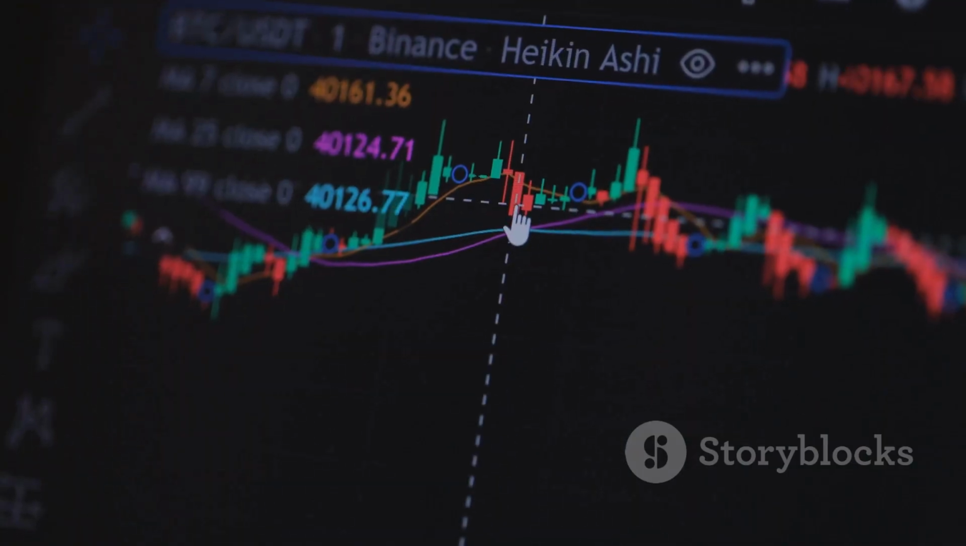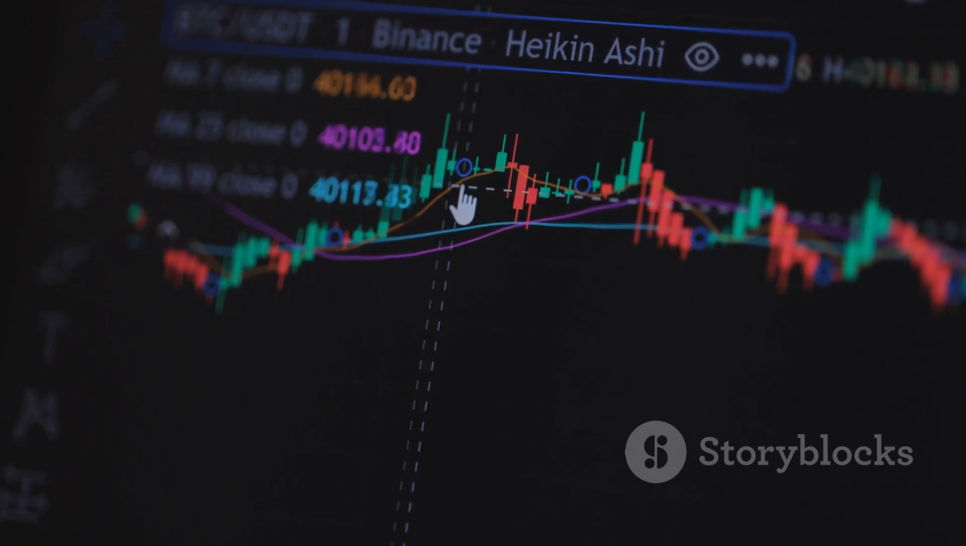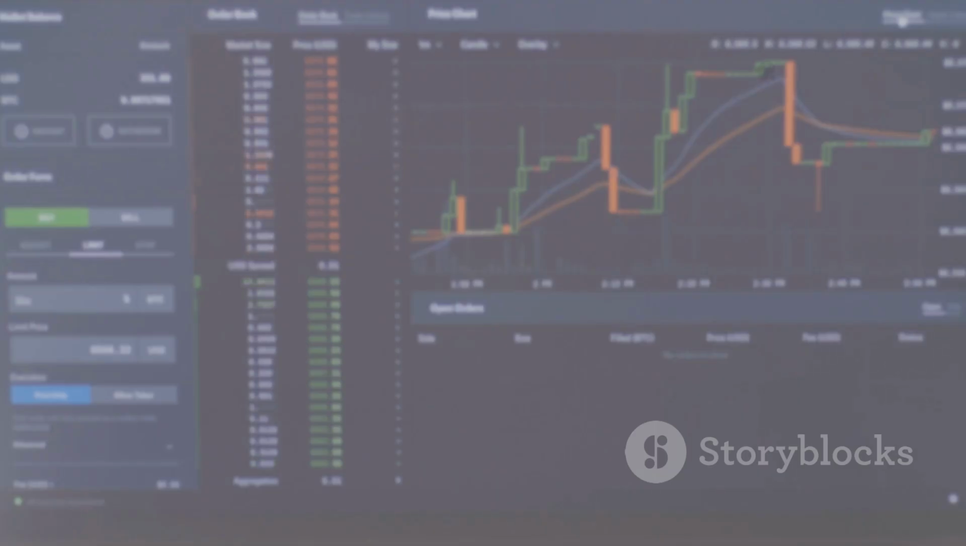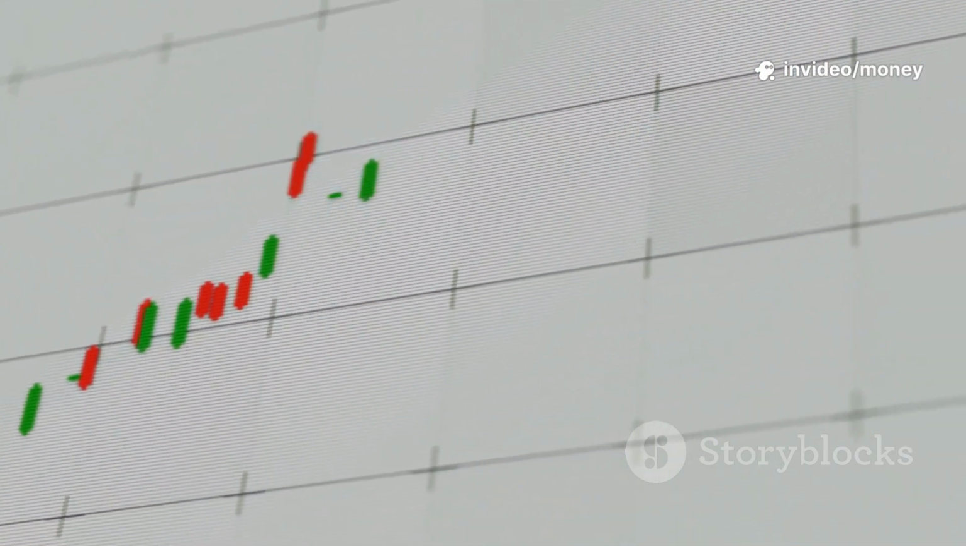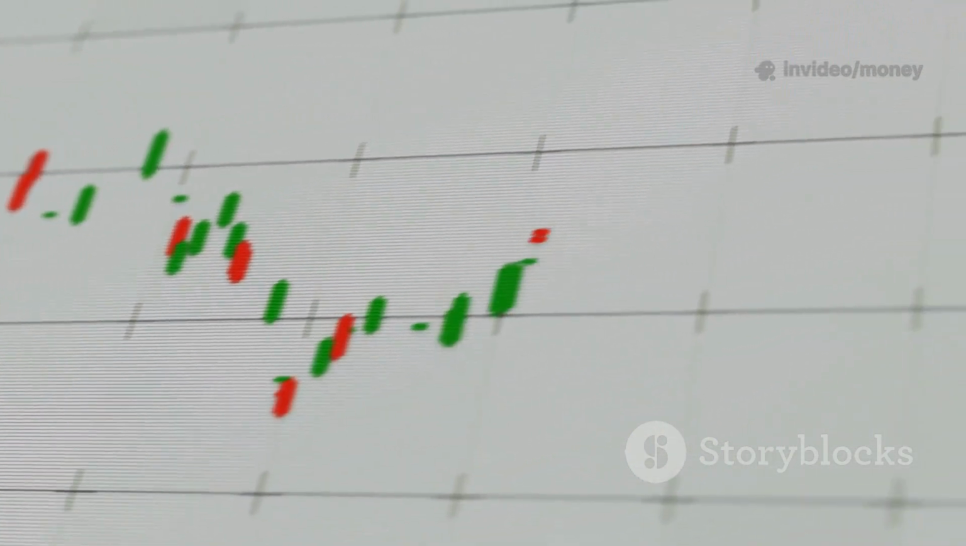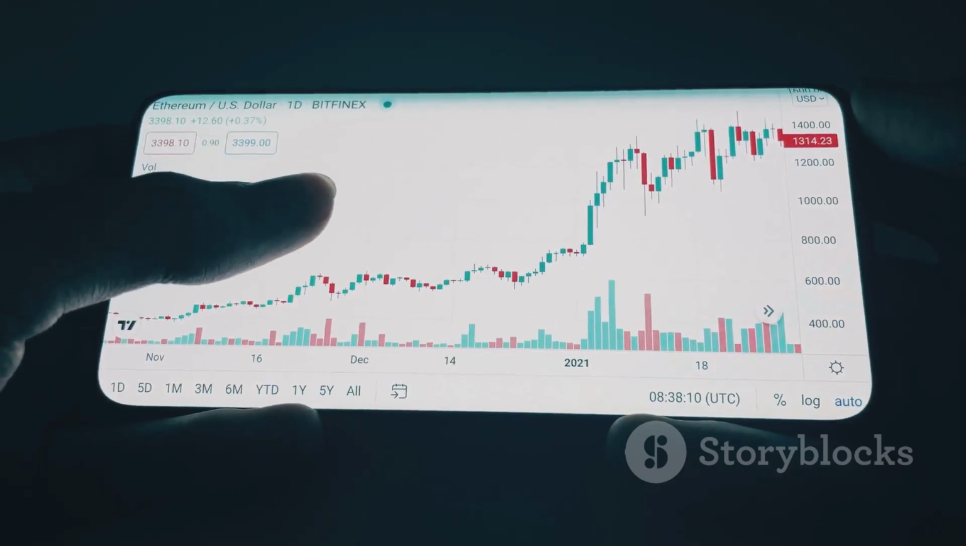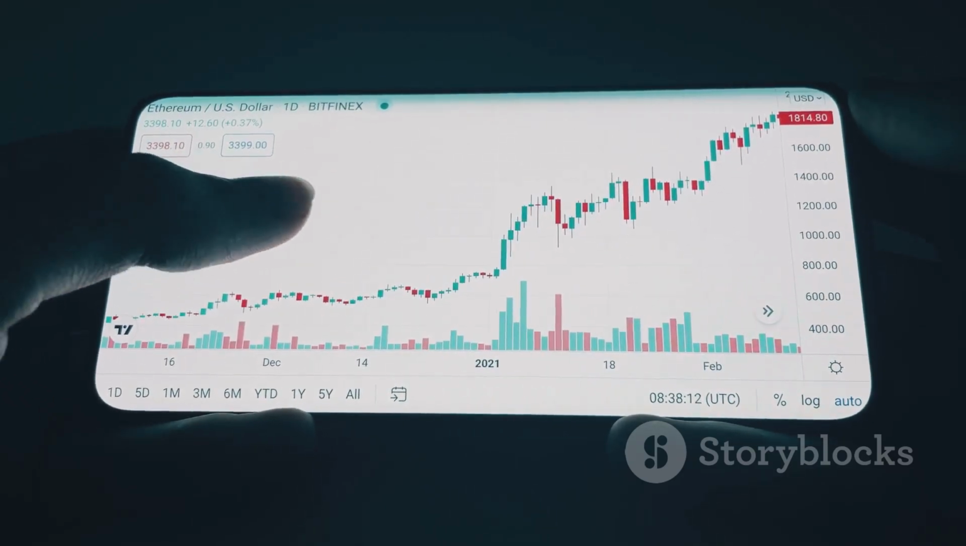The power of the flag pattern lies in its simplicity and its clear structure. It consists of two primary components, the flagpole and the flag itself. The flagpole represents a sharp, near-vertical price move, either upward or downward. This initial burst of momentum is what establishes the trend.